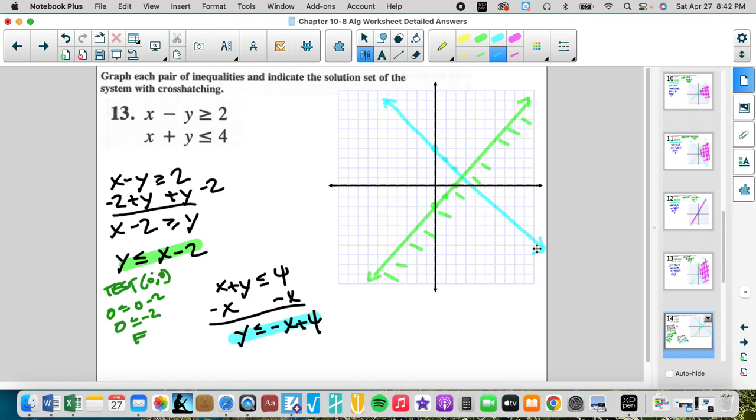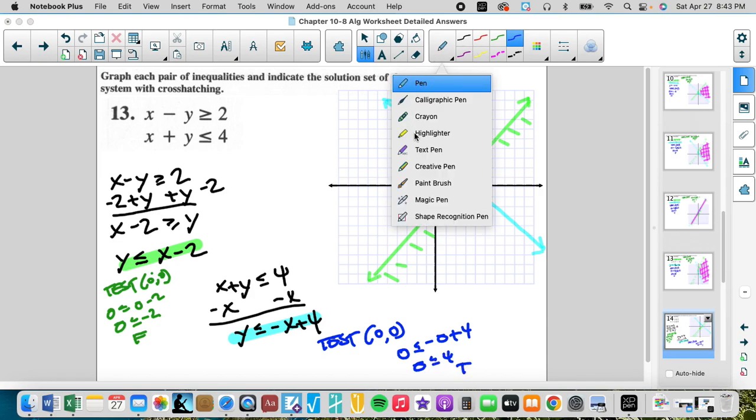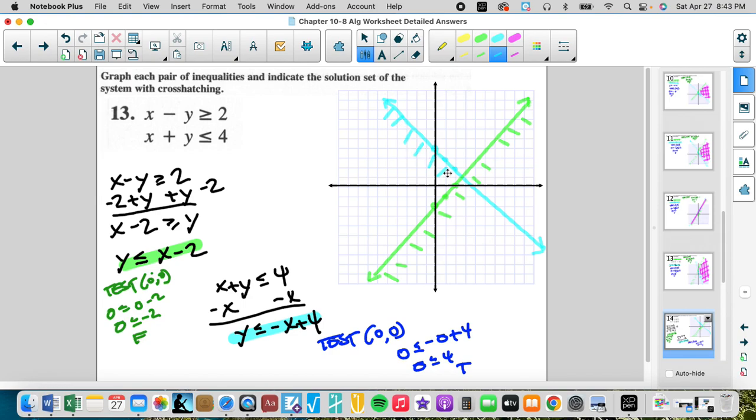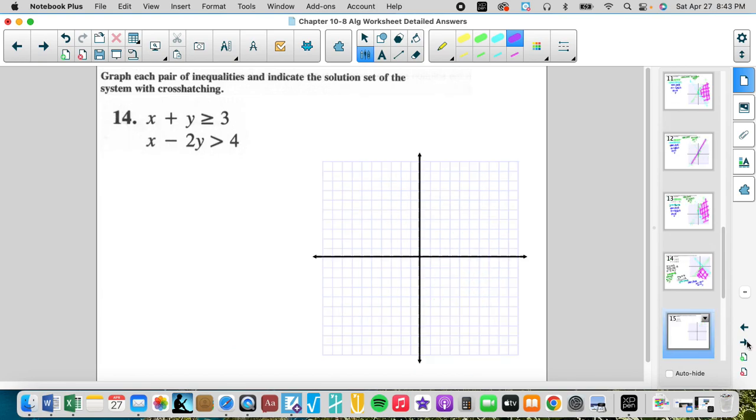And we're going to test the point 0, 0. What did we say? Oh, we used that equation. Okay, 0 less than or equal to -0 plus 4. 0 less than or equal to 4. That's true. So we will shade towards the true value. And we see that the crosshatch is there. Those are both in standard form.